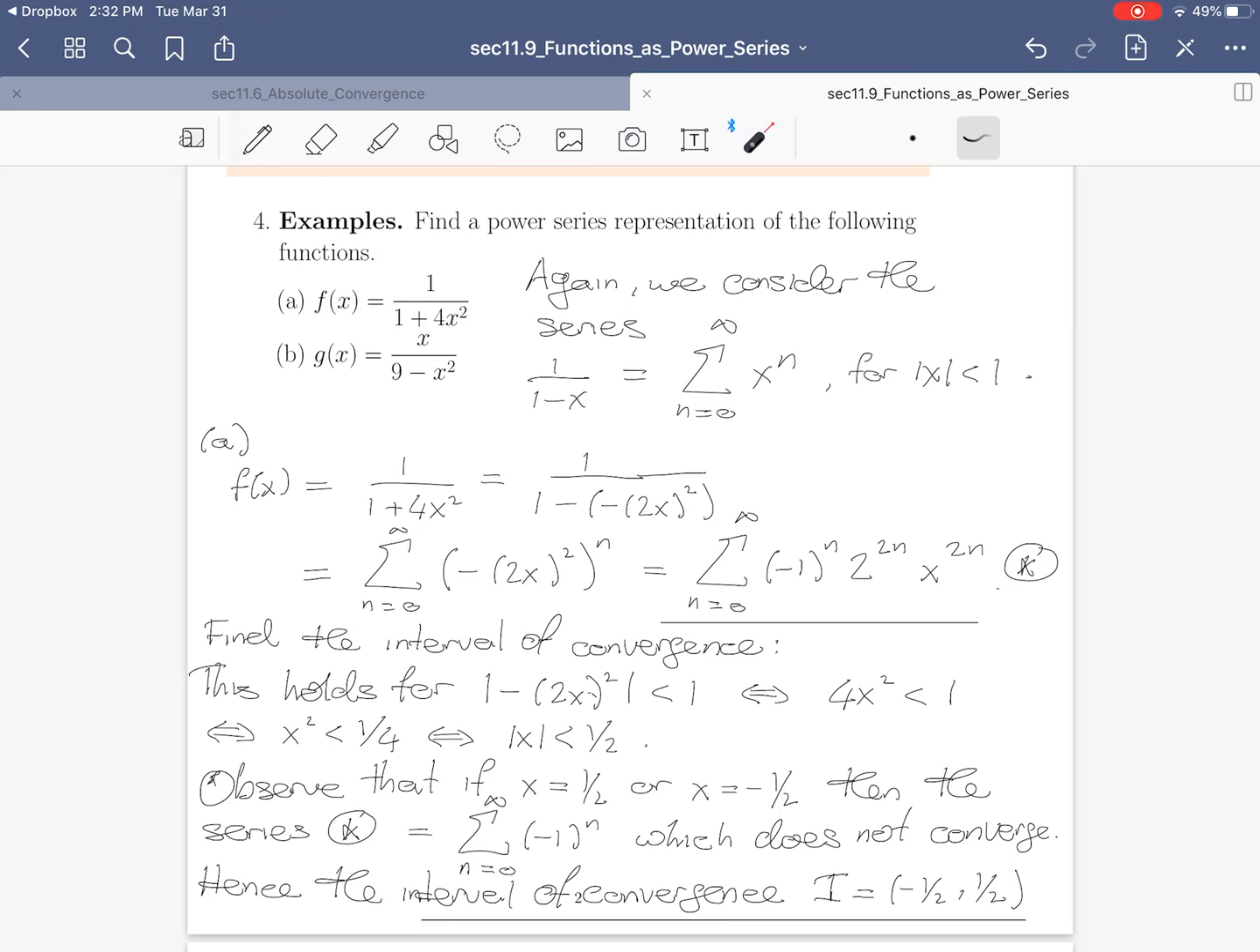The first thing we did was use this property here that we know for the series that we are working from to show that our power series converges whenever x is less than 1/2 in absolute value, but we have to show that the interval can be no bigger than that. So what we did is we took the two endpoints of this interval, x equals 1/2 or x equals -1/2, plugged them into the series here, and showed that they result in a series, specifically this series here, which doesn't converge. So therefore we know that the interval of convergence must be -1/2, 1/2.